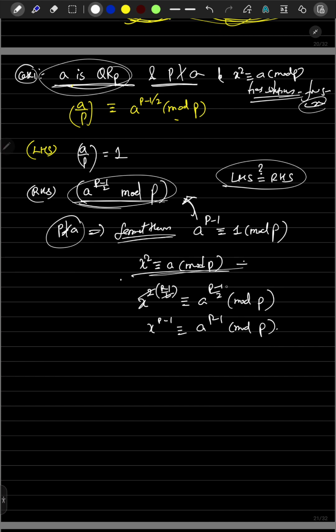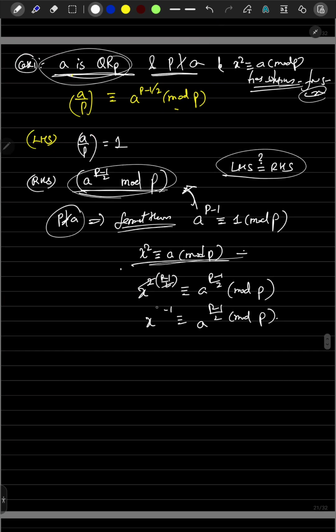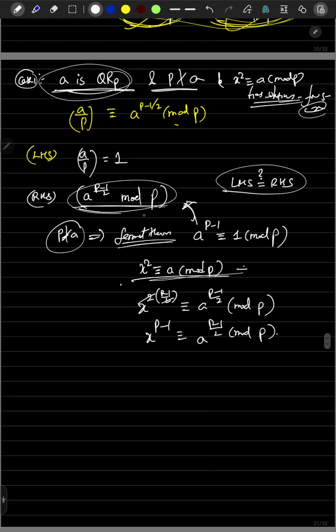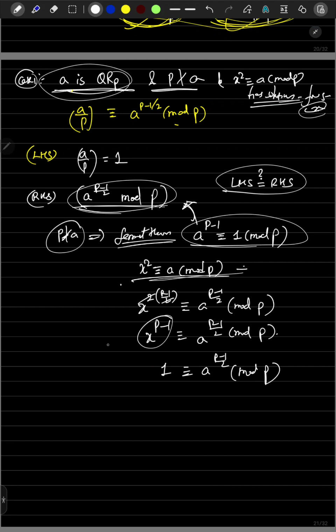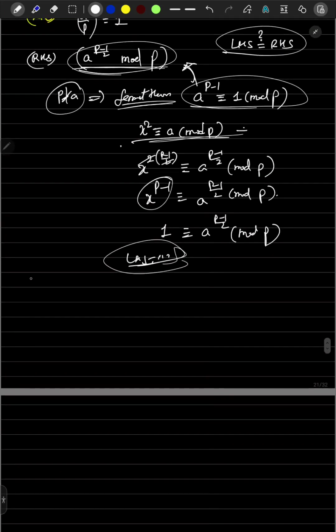What happened to the square? The 2 cancels. This one, A, remains. Now again, by Fermat's theorem we can say that this value becomes 1. So 1 is congruent to A^((P-1)/2). So finally, did we prove LHS equals RHS? Yes. So case 1 is solved.